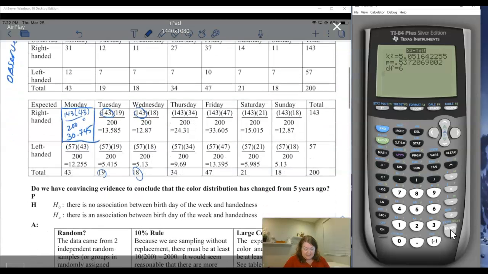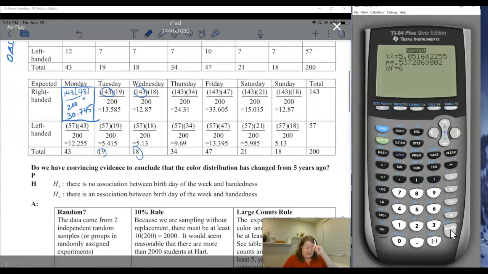So let's go through it and see. All right, so our null hypothesis is that there is no association between those things. They have nothing to do with each other. Our alternative is that there is some relationship, that people who are born on Mondays really do have a higher proportion of left-handed kids born on Mondays.